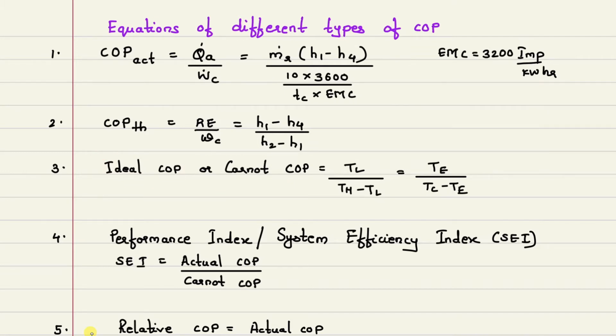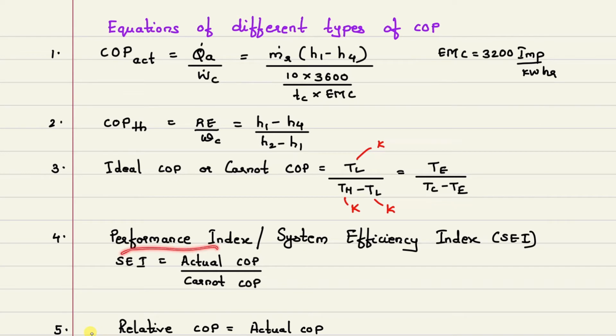Now what is Carnot COP of a refrigerator? It is defined if T high is the higher temperature and T low is the lower temperature. In that case, Carnot COP of refrigerator is T low upon T high minus T low, and please remember that here the temperature should be in Kelvin. Now T low temperature is the evaporator temperature, and T high temperature is the condenser temperature. So accordingly you have to substitute the values in Kelvin and you will get Carnot COP or ideal COP.